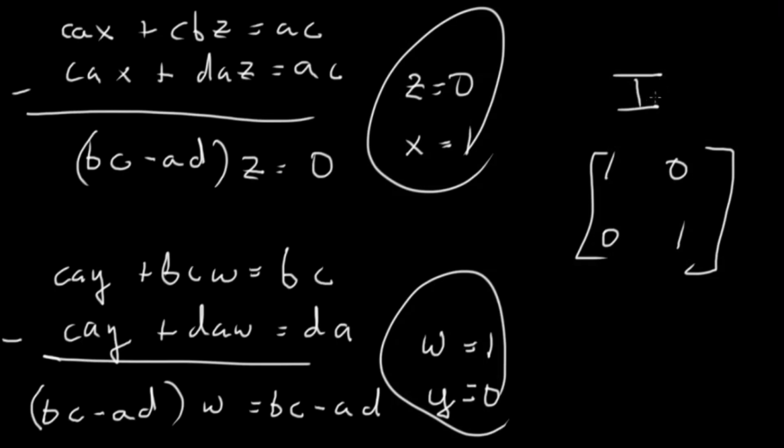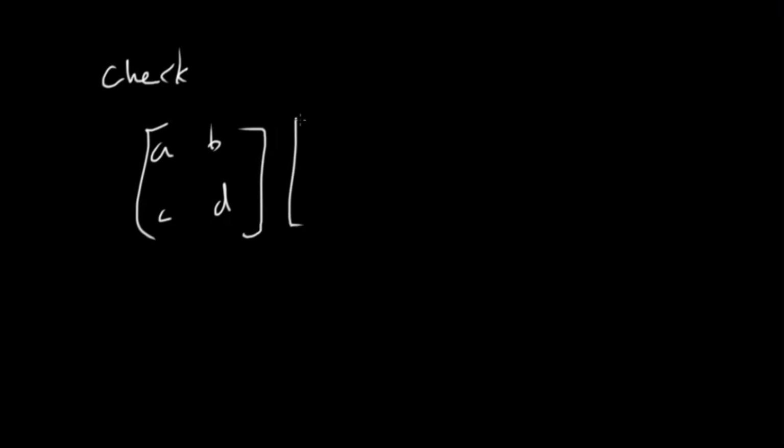The identity matrix is 1, 0, 0, 1. And if you don't believe me, just go ahead and check. So if we have a matrix A, B, C, D, and we multiply it by 1, 0, 0, 1, we get A times 1 plus B times 0, that's A. A times 0 plus B times 1, that's B. C times 1 plus D times 0, that's C. And C times 0 plus D times 1, that's D.